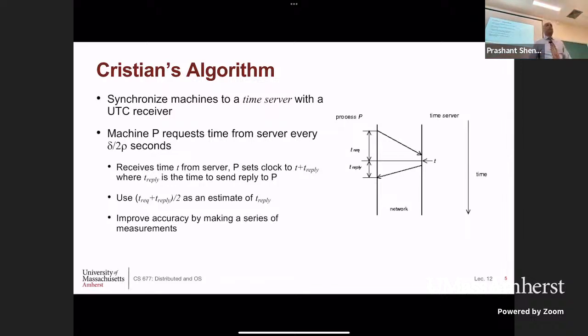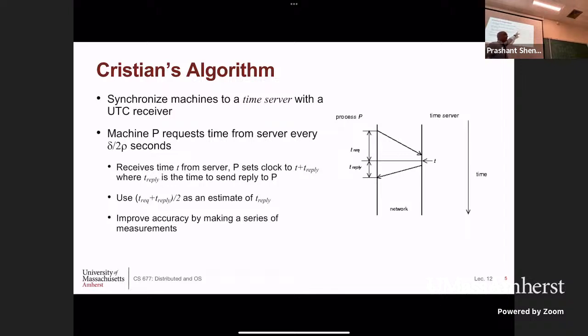In particular, that's shown in this figure here. The y-axis going down is time. You will see that there is process P. It sent a message saying what is the time. That message took some time to get to the time server. The first vertical line is the machine. The second vertical line is the time server.